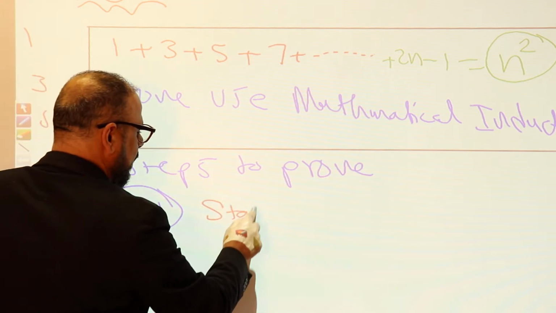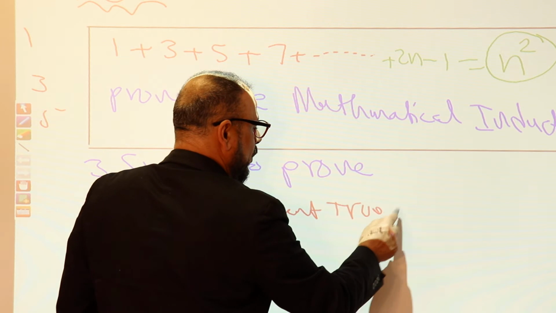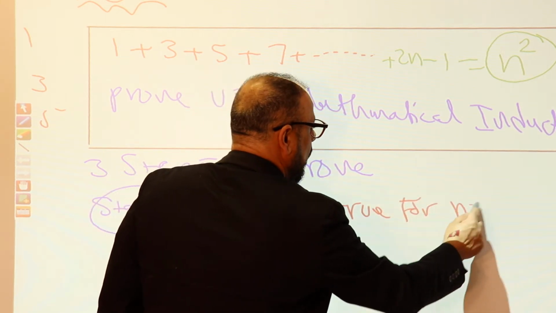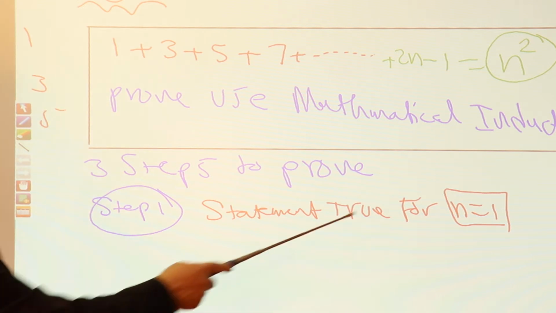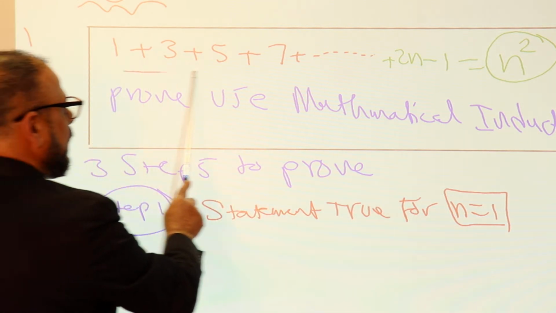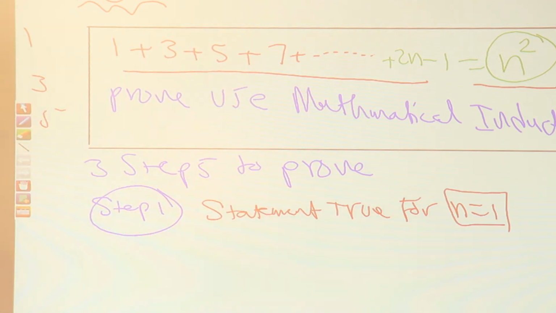Statement true for n equal 1. What is the meaning of statement true for n equal 1? You plug 1 in the left side and you plug 1 in the right side, and you see if that's true.